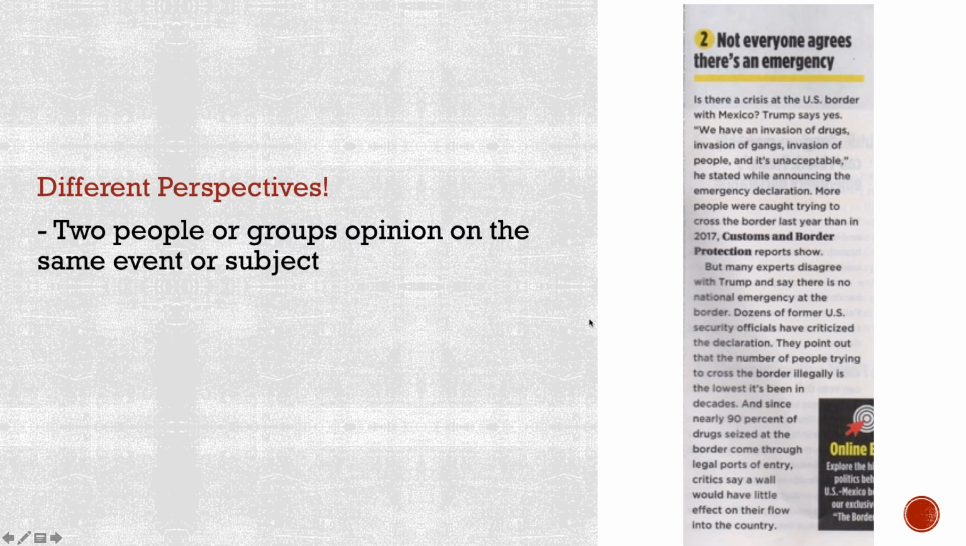All right. This is an interesting one. Different perspectives. I pulled this from an article about immigration and what's going on with that right now. It says, not everyone agrees there's an emergency. Is there a crisis at the U.S. border with Mexico? Trump says yes. Quote, "We have an invasion of drugs, invasion of gangs, invasion of people, and it's unacceptable," he stated while announcing the emergency declaration. More people were caught trying to cross the border last year than in 2017, Customs and Border Protection reports show. But many experts disagree with Trump and say that there is no national emergency at the border.